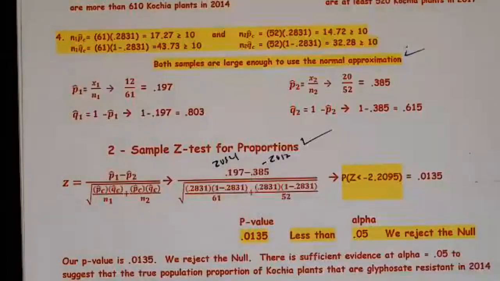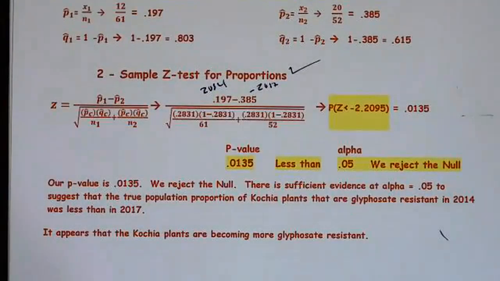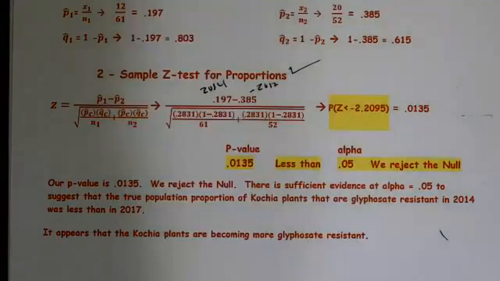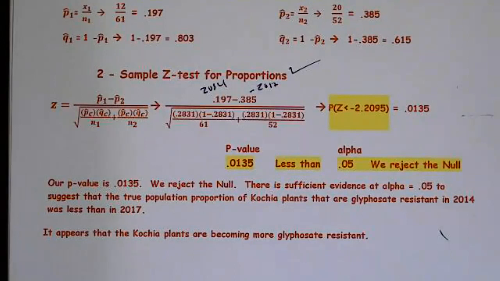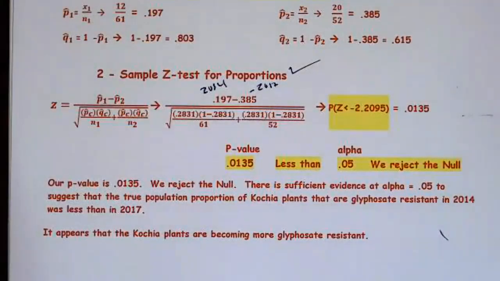Well, that's a pretty small p-value, and with a p-value like that, we're going to reject the null. So our p-value is 0.0135. We reject the null. There is enough evidence to suggest that the true population proportion of cochea plants that are glyphosate resistant in 2014 is less than 2017. It appears that the cochea plants are becoming more glyphosate resistant. All right, that takes care of that one.